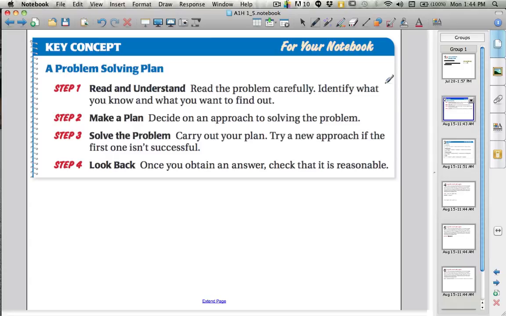You need to have really good reading comprehension, and you need to read carefully. So read the problem carefully, and figure out what it is that you know and what it is that you have to find out. Step 2 would be to make a plan, to decide how you're going to go about solving the problem. Step 3 is executing the plan, so going ahead and solving the problem. If you can't solve the problem with your initial plan, then you need to adapt and try a different plan and keep working at it until you've found a solution. And finally, you want to go back and check to make sure your answer is reasonable. Does it actually answer the question?